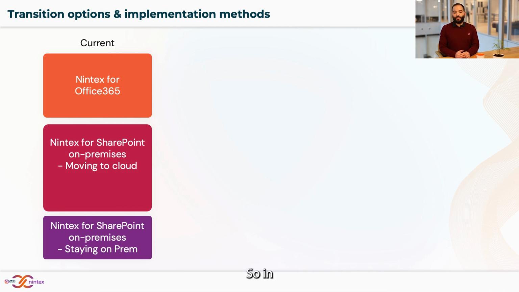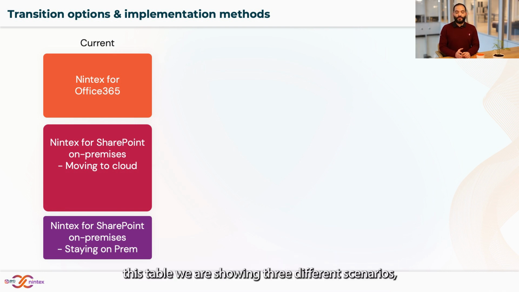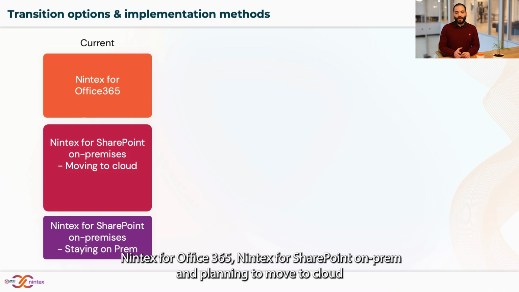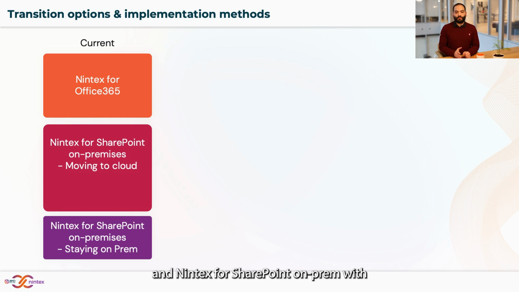So in this table, we are showing three different scenarios: Nintex for Office 365, Nintex for SharePoint on-prem and planning to move to cloud, and Nintex for SharePoint on-prem with the plan to stay on-prem.